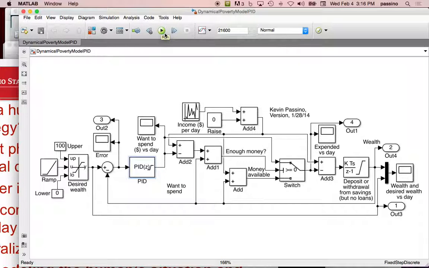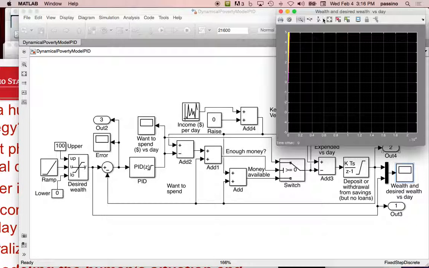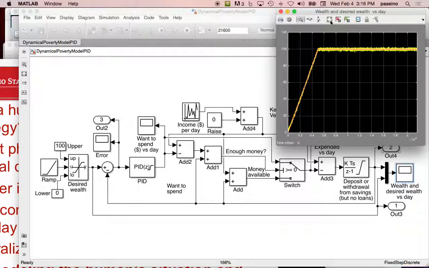Oh, I know what's going on. It's okay. Pop this guy up. Auto scale. There it is. Okay. So on this, the red is the desired wealth. That's this signal right here, right? That's coming from that block on the far left. It's got a ramp coming up, and then it saturates. So you see the noise around there?